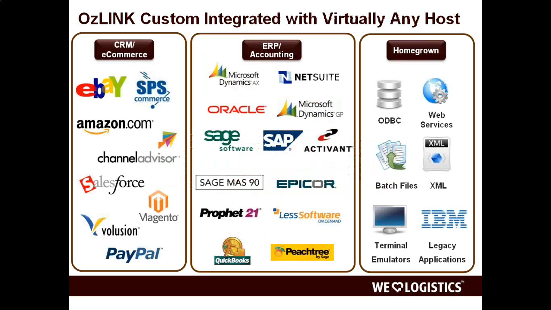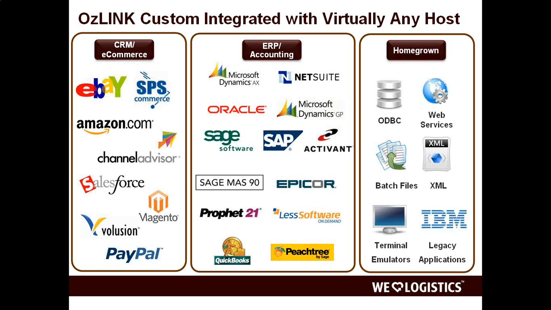So here are some examples of some of the common e-commerce, ERP, and accounting systems, and some of the common technologies that will be used for internally built types of systems. You can stop and take a look here. You'll see a lot of the more commonly available systems, but this is just a sample. As Brian mentioned, there are a lot of other systems that can be integrated with OzLINK.